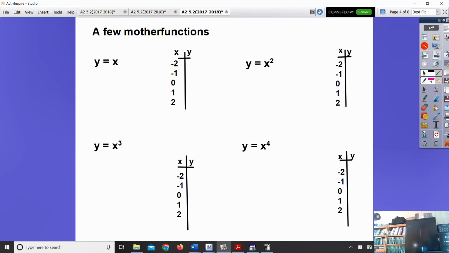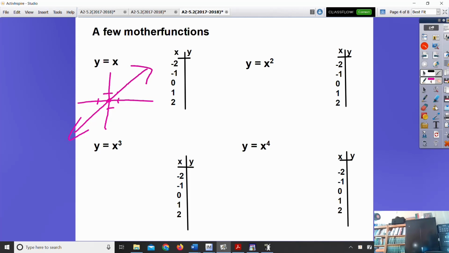Here's mother functions. First up is y equals x. The reason we call it a mother function is because all lines look something like y equals x. Y equals x is the first line you probably ever learned how to graph. It looks like this. Doesn't it? Crosses through the origin. What's its slope? 1. If you don't understand that, there's a table there you can fill out. But it's going to rise 1, run 1. It's going to go back 1, fall 1.